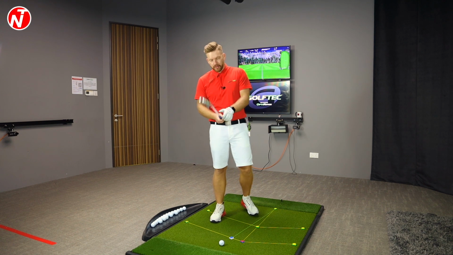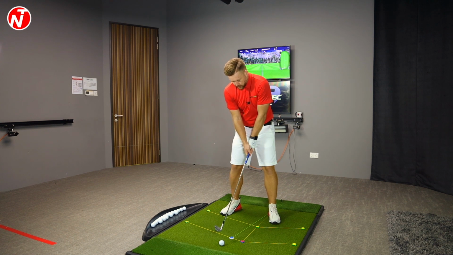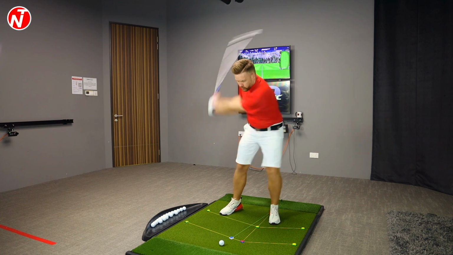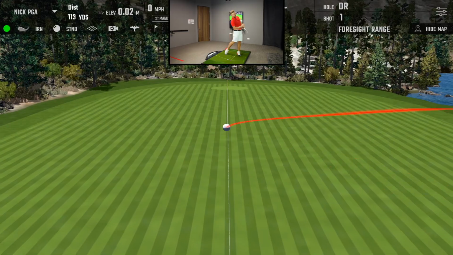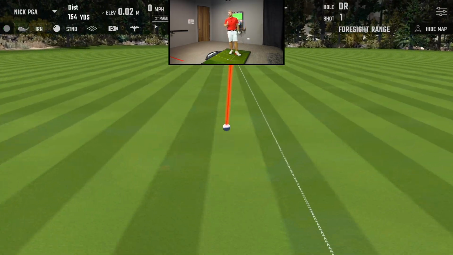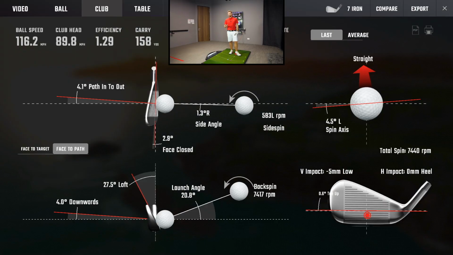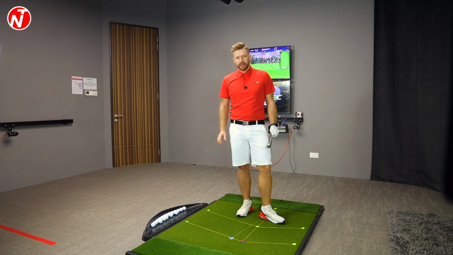First up, we're going to take a look at the differences in the club data. So I'm going to hit my 7-iron shot here. This is my standard swing with a 7-iron. Then we're going to move on and hit the wedge. So you can see the shot on the screen there. That's a pretty typical shot. Starts just to the right of the line, just a slight draw, pitched around 160 yards. So with the 7-iron here, you can see my swing path's 4 degrees into out, 4 degrees downwards. Club head speed around 90 miles an hour, launch around 20, so pretty standard shot there with my 7-iron.